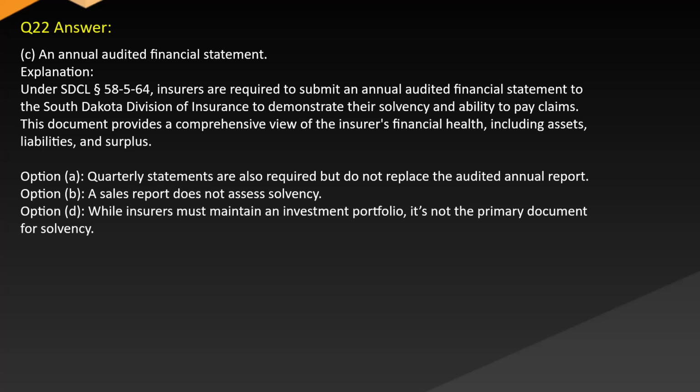Explanation. Under SDCS 58-5-64, insurers are required to submit an annual audited financial statement to the South Dakota Division of Insurance to demonstrate their solvency and ability to pay claims. This document provides a comprehensive view of the insurer's financial health, including assets, liabilities, and surplus. Option A. Quarterly statements are also required but do not replace the audited annual report. Option B. A sales report does not assess solvency. Option D. While insurers must maintain an investment portfolio, it's not the primary document for solvency.